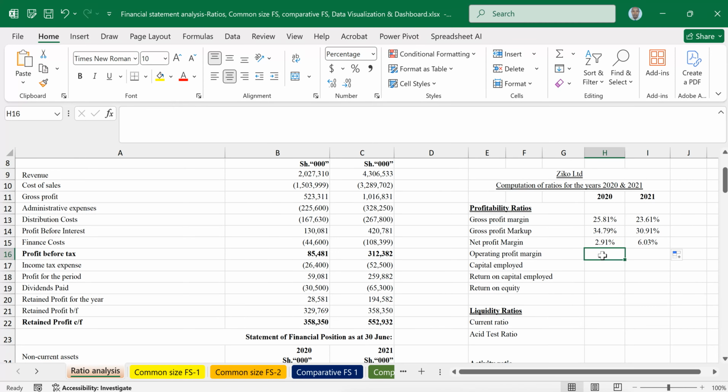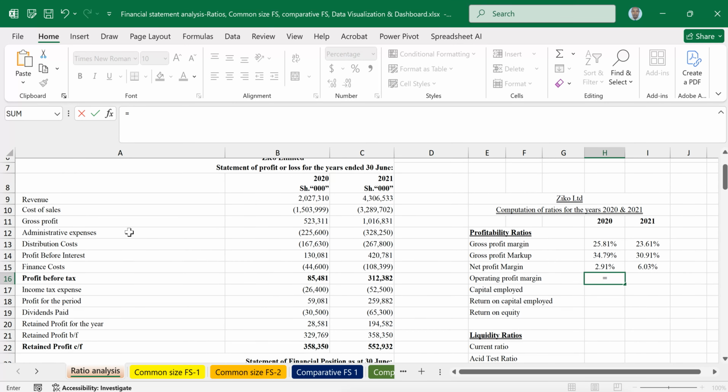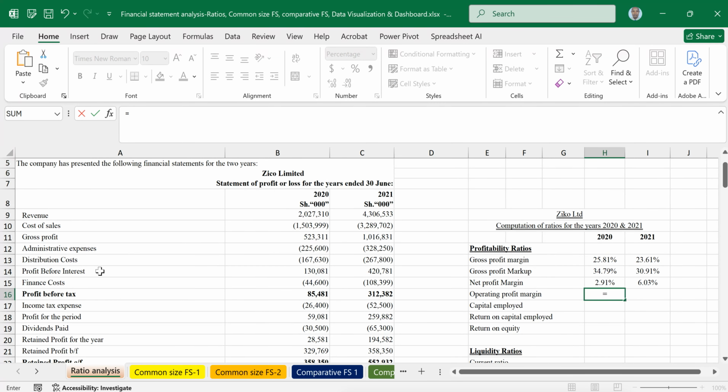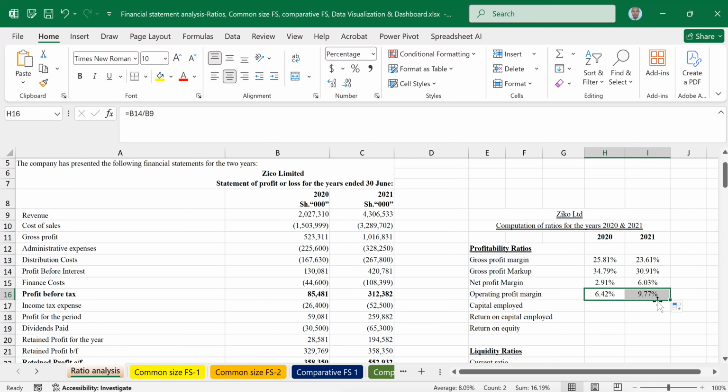We are doing operating profit margin, that will be equal sign. Click on operating profit. Where is operating profit? Profit before interest and tax is operating profit, which is 130,081. Remember, profit before interest and tax. Interest is the finance cost, tax is below, so this is operating profit. Divide that with revenue, enter, then you can also drag that across, and that will be the operating profit margin.